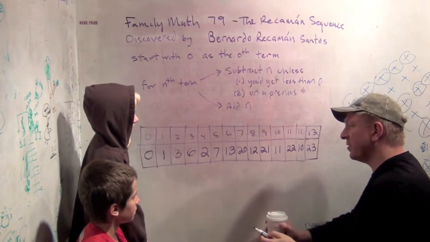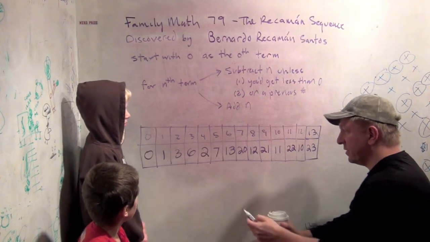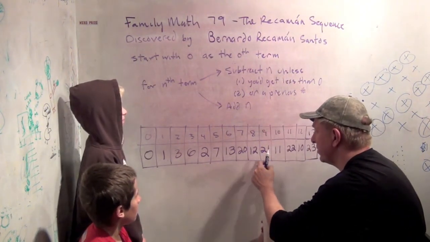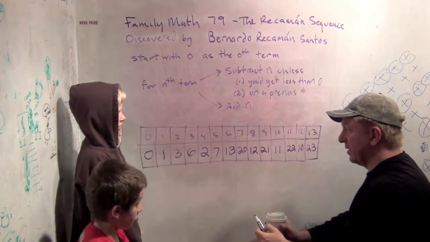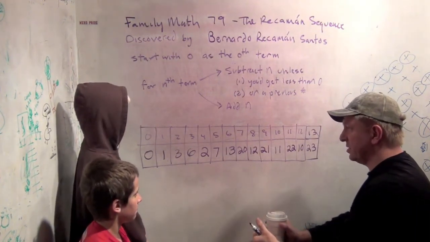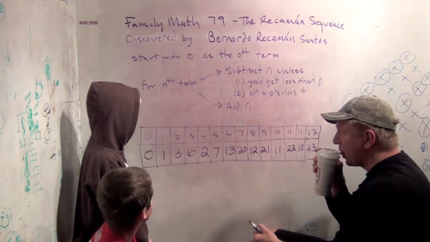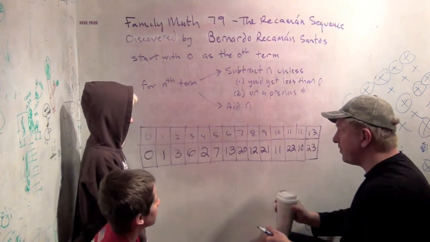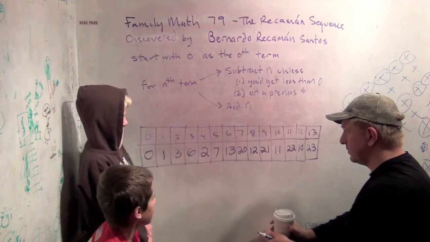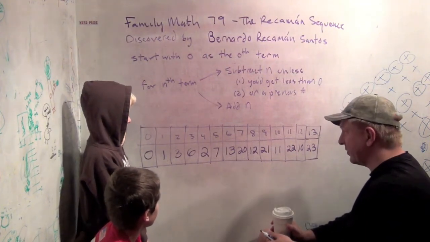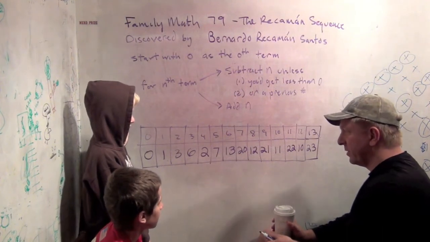So what do you think another question would be about this list of numbers? 0, 1, 3, 6, 2, 7, 13, 20, 21. Well, is there a pattern? Is there a pattern? That's one question. What's another question we might want to ask? Well, it's going to extend for infinity. It's going to be infinitely long. So one possibly interesting question is, do we get every number?